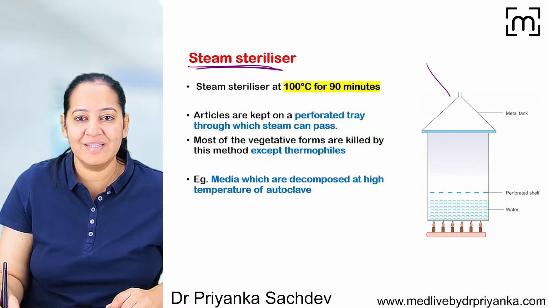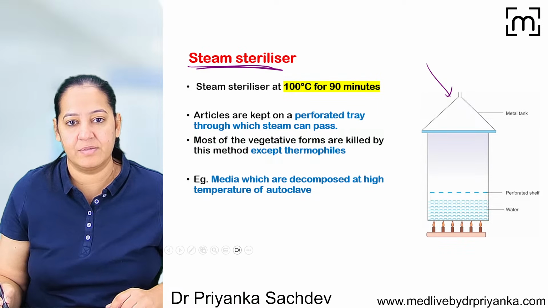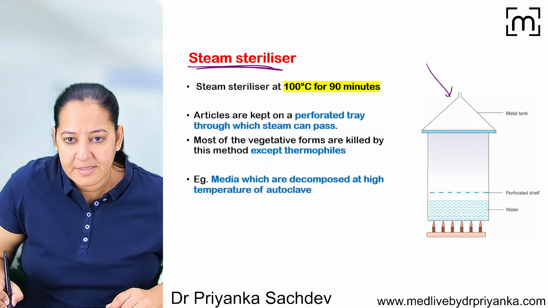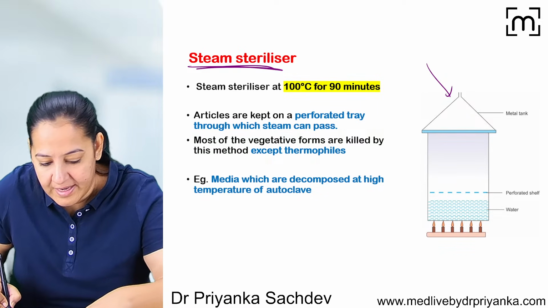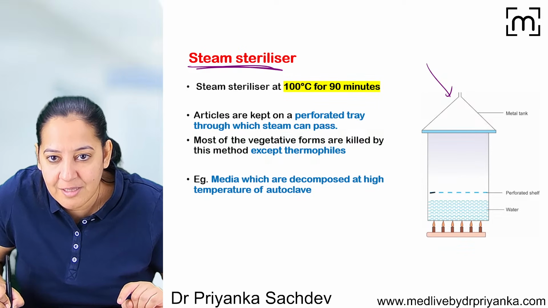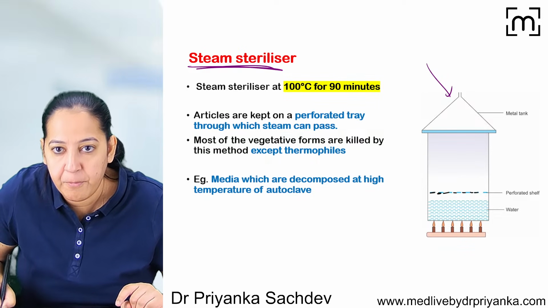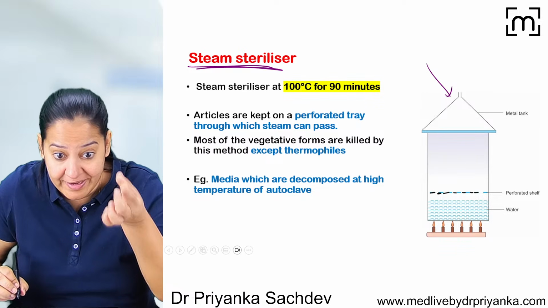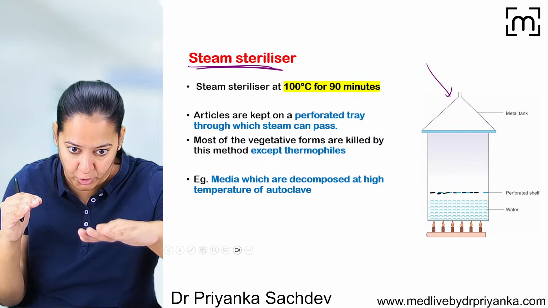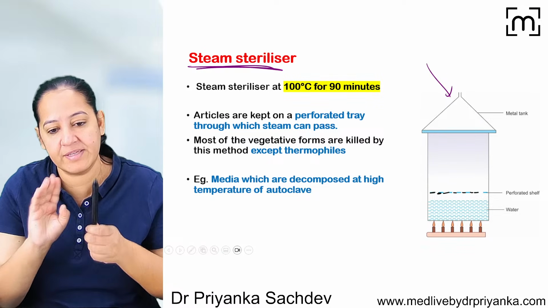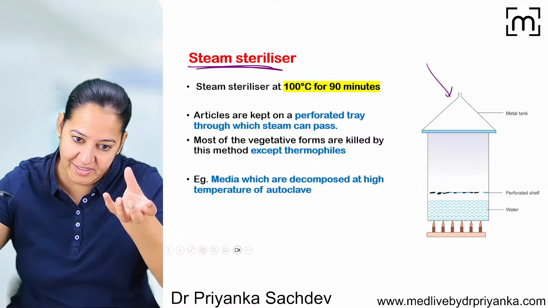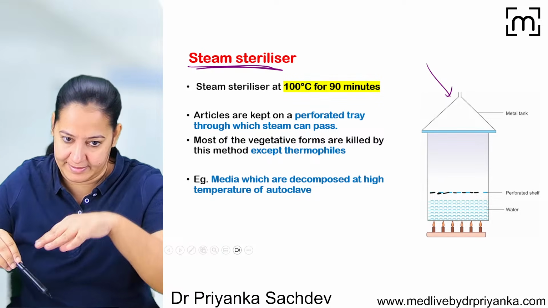Steam sterilization. Can you see the instrument? It's a very simple instrument. In this instrument, can you see there is a perforated tray? Let me show you. This is a perforated tray. Put your article over here. It is having holes in it. For example, this is my article. I will open it, put my article on the tray and close it.